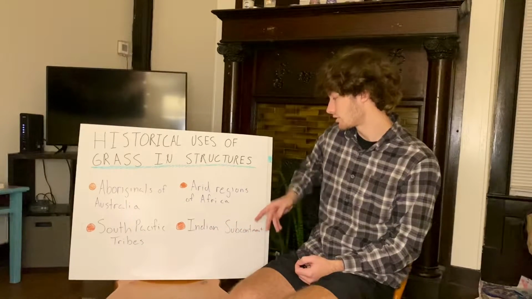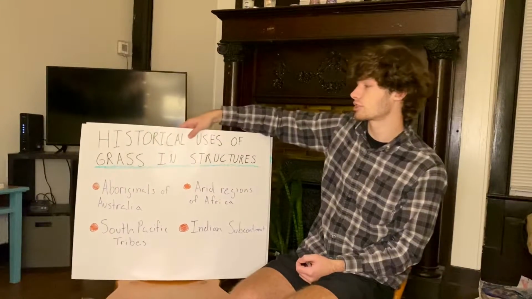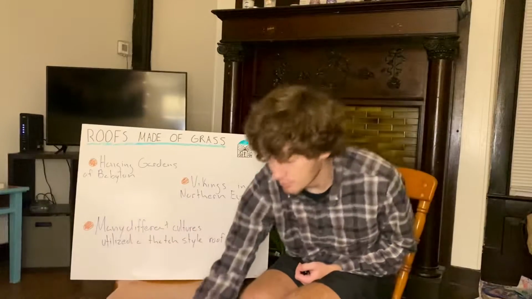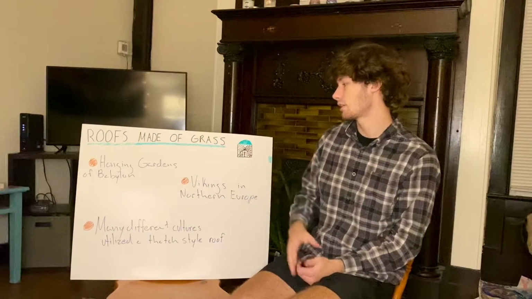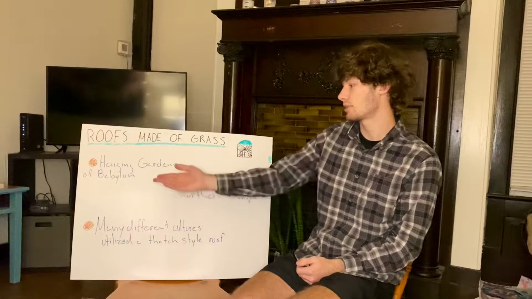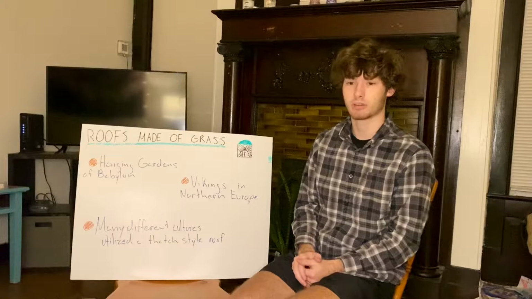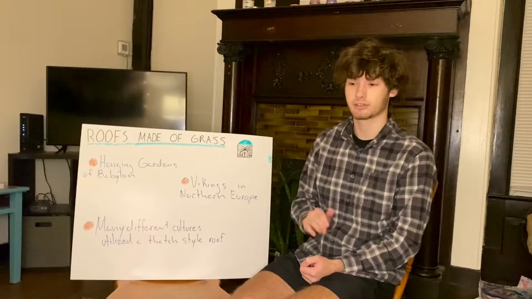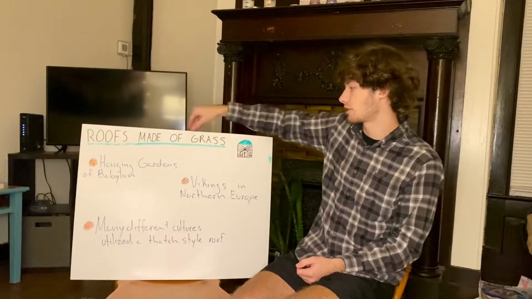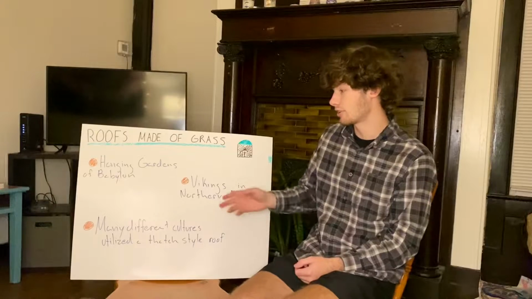Then we have our Indian subcontinent, in which they use grass mats as a form of air freshener and an air conditioner by hanging it in the door frames. We have roofs made out of grass. First off, we have our hanging gardens of Babylon, giant terraces, rooftops, arches, covered head to toe in plants and grasses. Kept the area cool, looked cool, wild biolife, all that stuff.